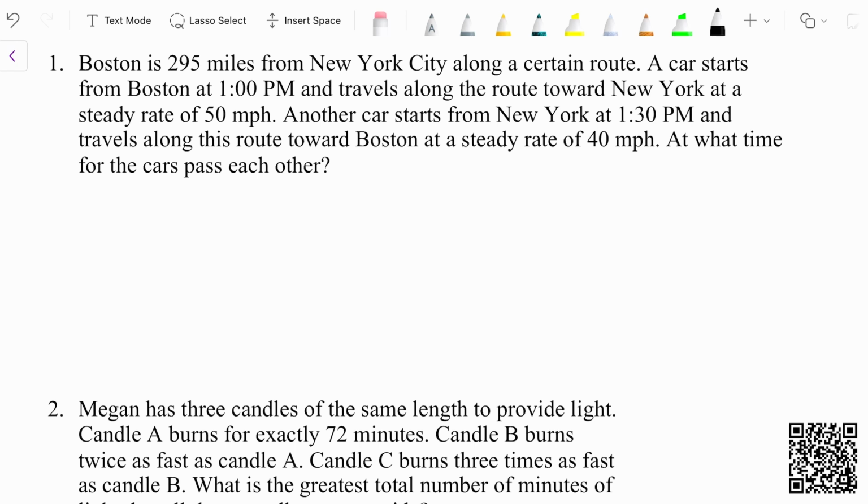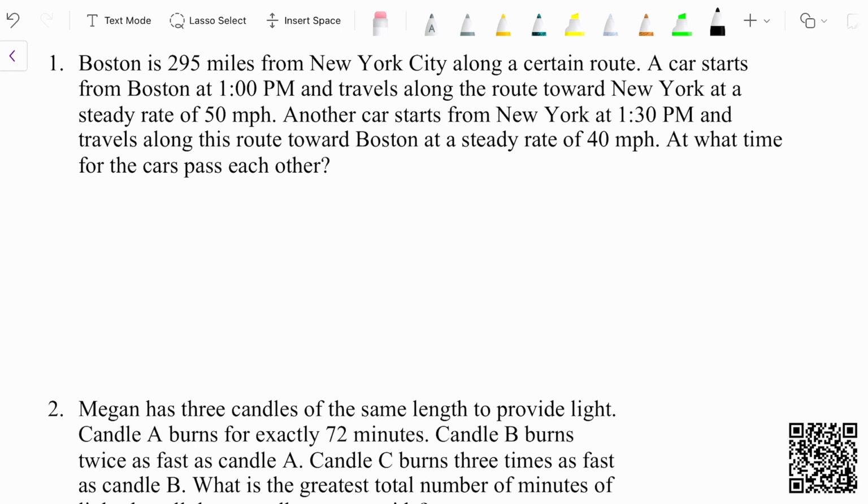Today's first question is, Boston is 295 miles from New York City along a certain route. A car starts from Boston at 1 p.m. and travels along the route towards New York at a steady rate of 50 miles per hour. Another car starts from New York at 1:30 p.m. and travels along this route towards Boston at a steady rate of 40 miles per hour.